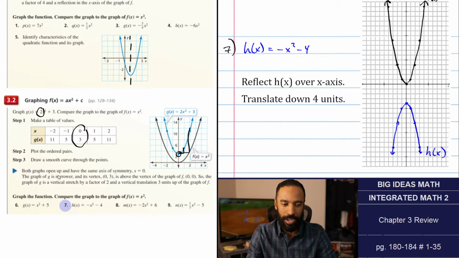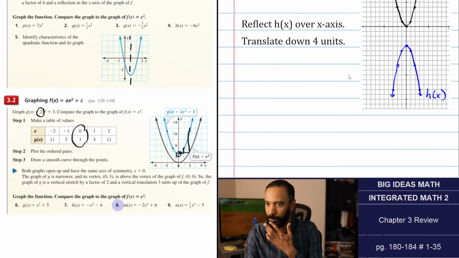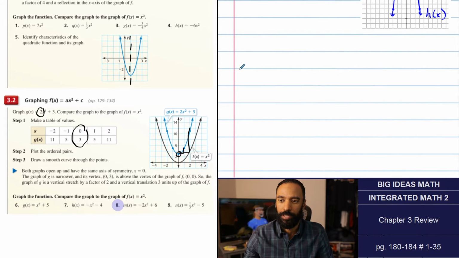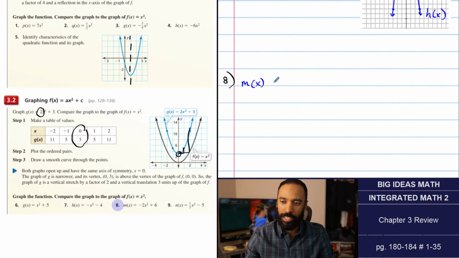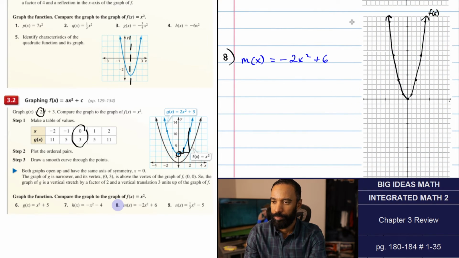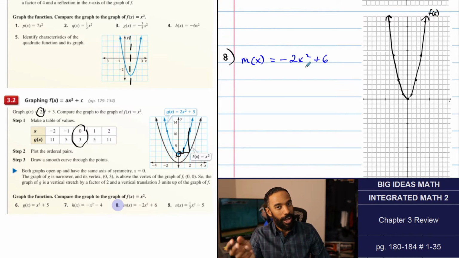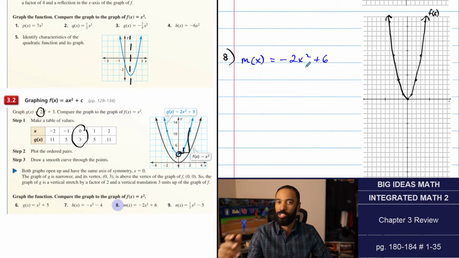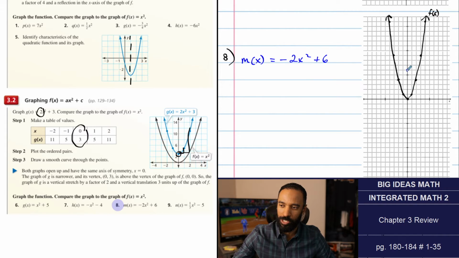Now time for m and n, numbers 8 and 9. Number 8. Are you ready? Another ax squared plus c. We have m of x equals negative 2x squared plus 6. So it is negative, it's flipped over, and it's stretched, but we start 6 up. We start the vertex at 0, 6, like that, and then we flip over. So we're going downwards, and we're going down twice as far. Not 1, 1, but 1, 2. Not 2, 4, but 2, 8. Not 3, 9, but 3, 18.